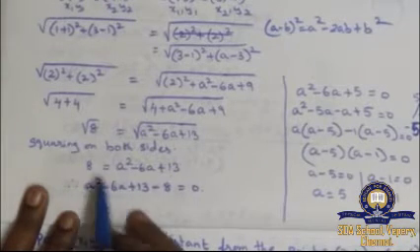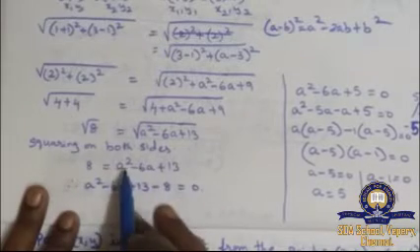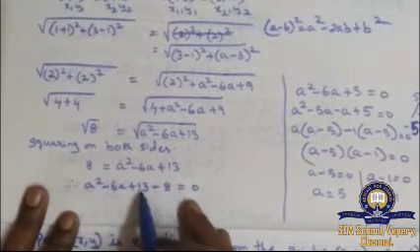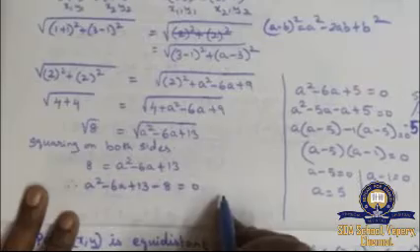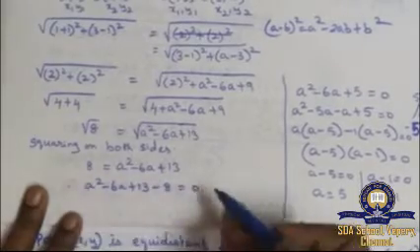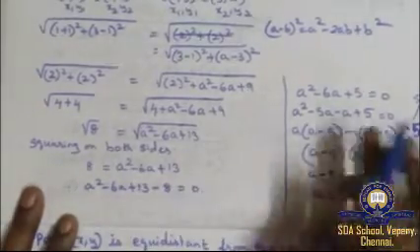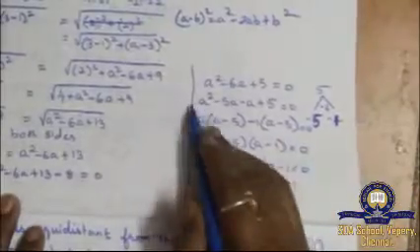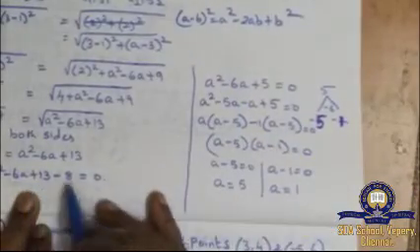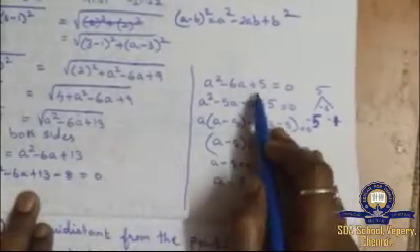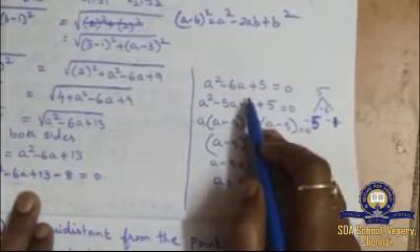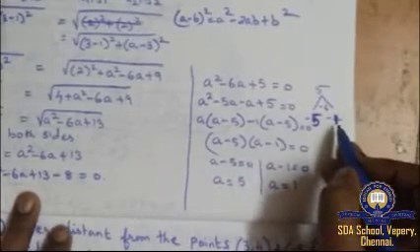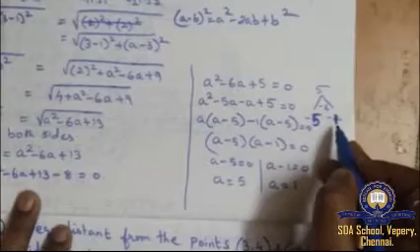So next step, I am taking this 8 this side, so a squared minus 6a plus 13 minus 8 is equal to 0. If plus 8 goes that side, minus 8. Next I have written here a square minus 6a plus 13 and minus 8 gives you plus 5 is equal to 0. Next we are going to follow the tree method which we have learnt in the factorization.